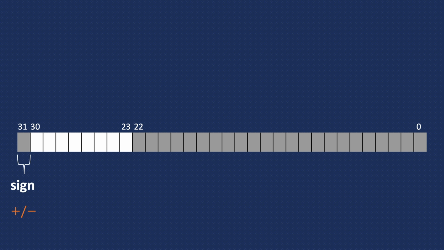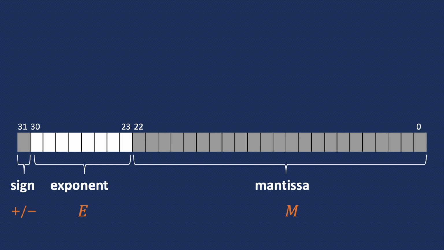Then we reserve some bits for the exponent. You can think about this part as where the decimal point is placed. And finally, the real meat of the representation is in the mantissa. Now, for this short video, we're not going to get down and dirty with the details of the mantissa, but suffice it to say that these three parts combine to form the floating point representation of a number.